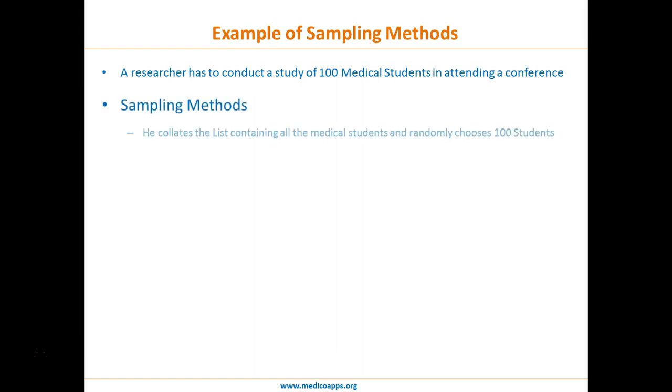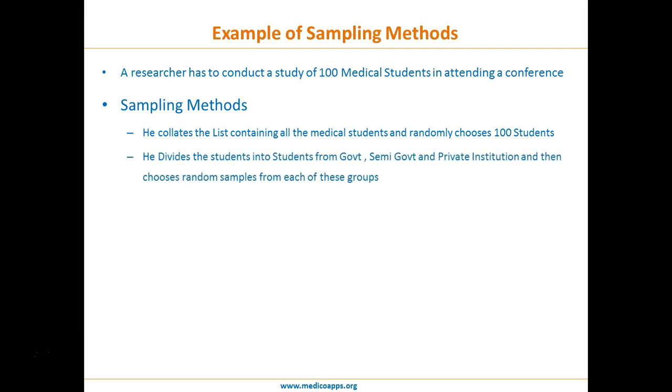Let's look at these sampling methods from an example point of view. Suppose there is a researcher who has to conduct a study of 100 medical students out of all the medical students who are attending a conference. The first way would be he collects the list of all the medical students who have attended the conference and randomly chooses 100 students out of it. So this is simple random sampling.